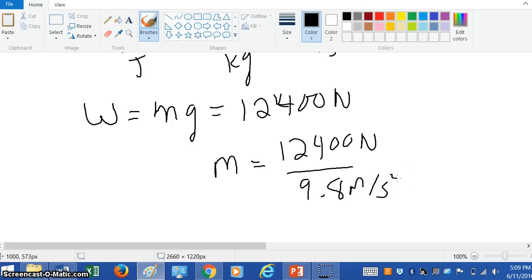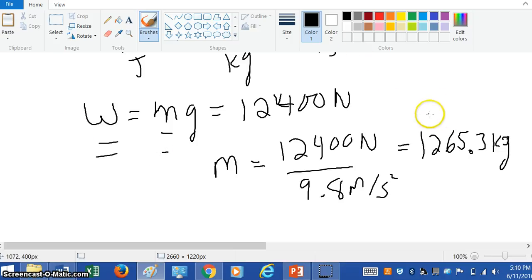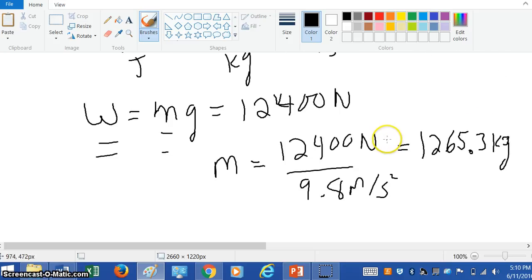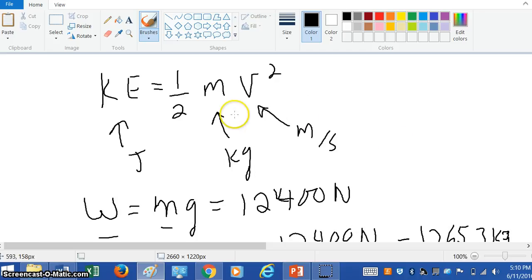Remember, if you know the mass, you know the weight. Conversely, if you know the weight, you know the mass. So you just do a simple calculation. The mass turns out to be roughly 1,265.3 kilograms. So now what we can do is figure out the kinetic energy.